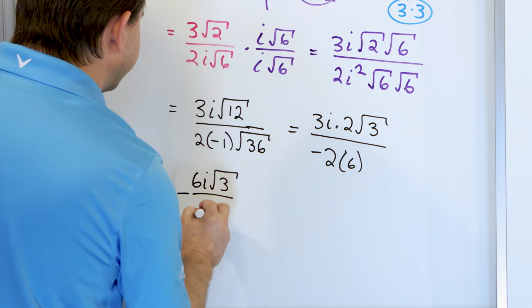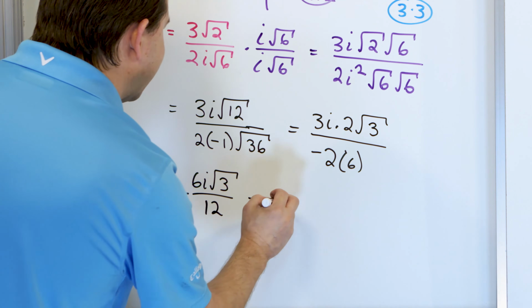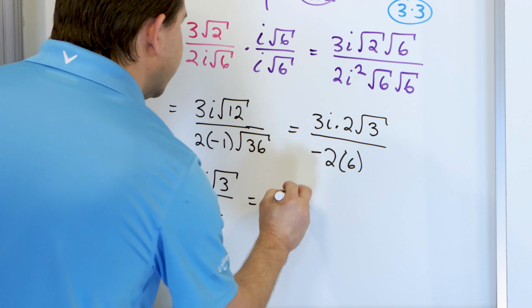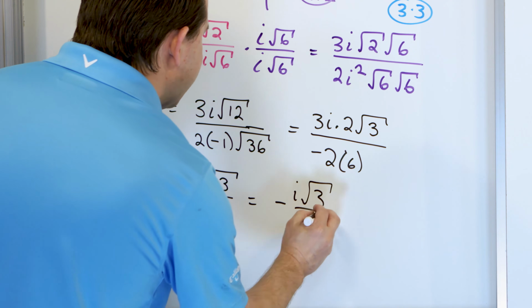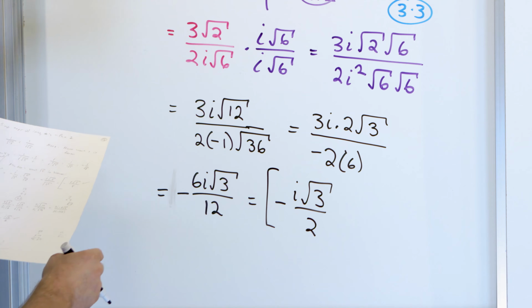On the bottom, 2 times 6 is 12. And you can see I have a 6 and a 12. So what I'm going to do is divide both by 6. 6 divided by 6 is 1, so it's going to basically disappear. And 12 divided by 6 is 2. So the answer is negative I times the square root of 3 over 2.